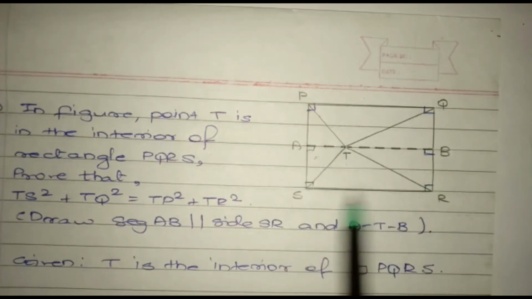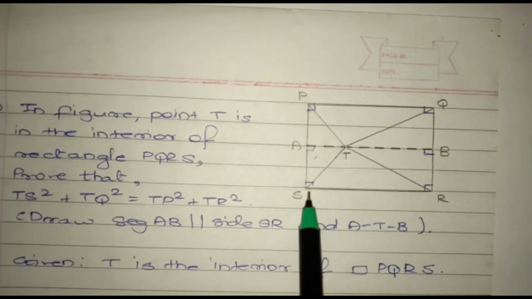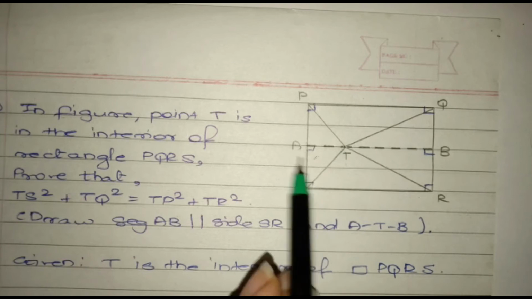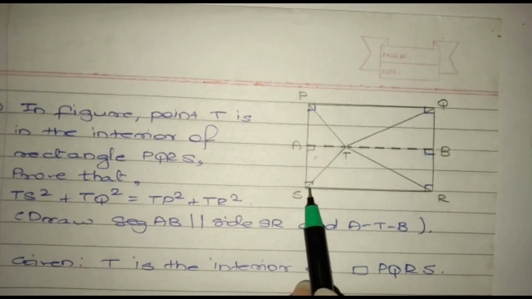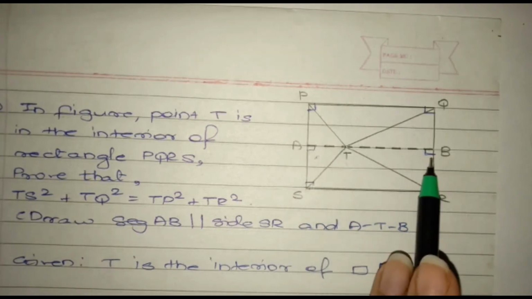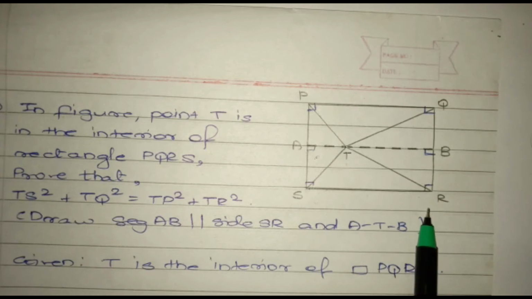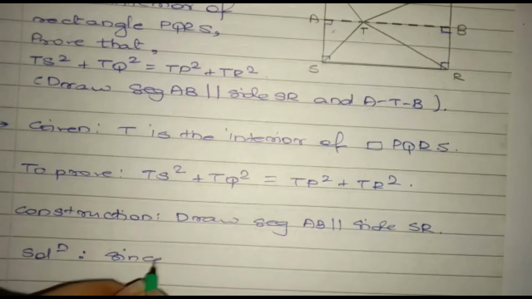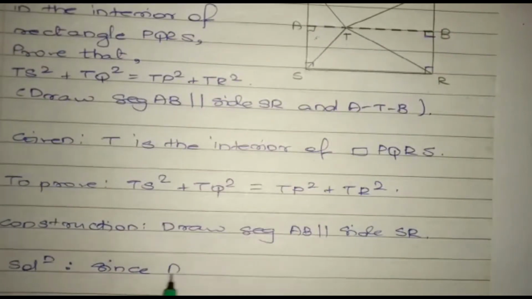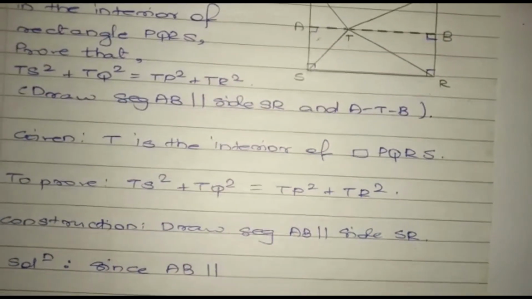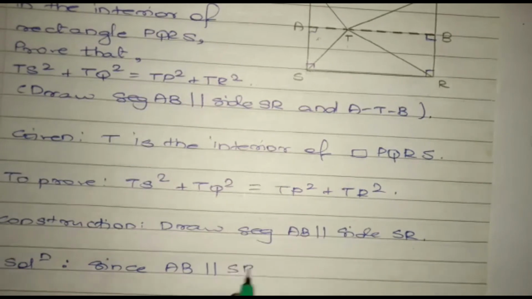Okay, since AB is parallel to SR, these are corresponding angles, and corresponding angles are always equal. So angle A will be equal to angle S, that is, it will be 90 degrees. Similarly, angle B will be 90 degrees. Also, let us write, since AB is parallel to SR.